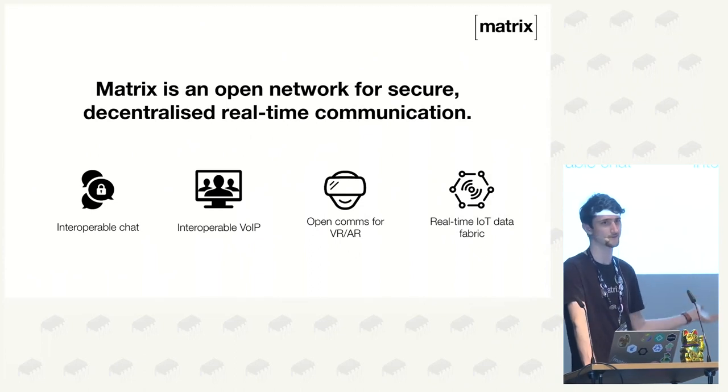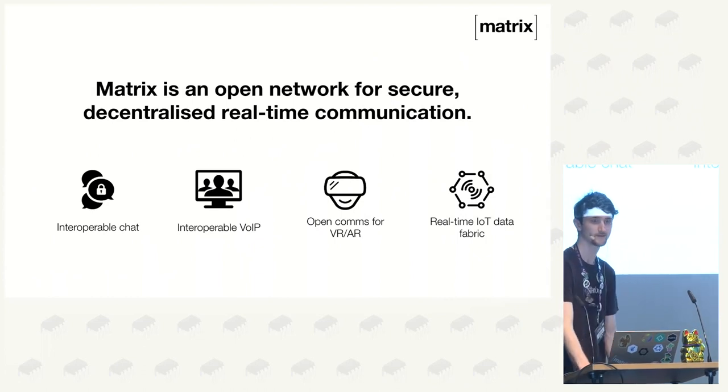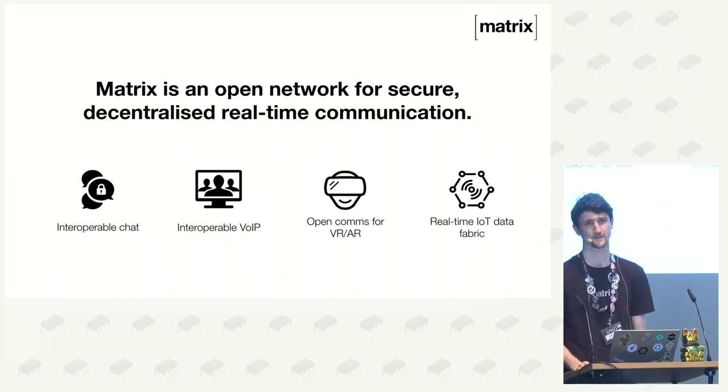So who here does not know what Matrix is yet or hasn't heard of it? I know you know what it is. Okay, that's really good. For the people streaming, I'll still cover it very briefly. Basically, Matrix is an open network for secure, decentralized, real-time communication. It's essentially a networking protocol, and it has a broad range of use cases, such as interoperable chat, which is probably what you're most familiar with. You can also do VoIP stuff on it, so audio video calls. We also have some interesting stuff for AR and VR in the works, which is quite exciting. You can also use it for some IoT applications. And of course, it has end-to-end encryption built in, so you can use that across all of these.